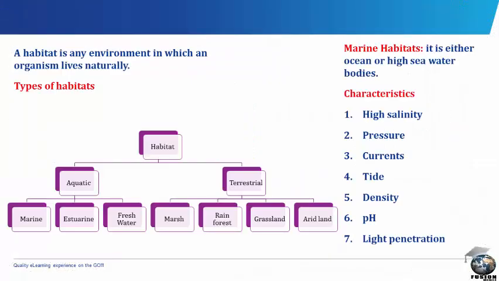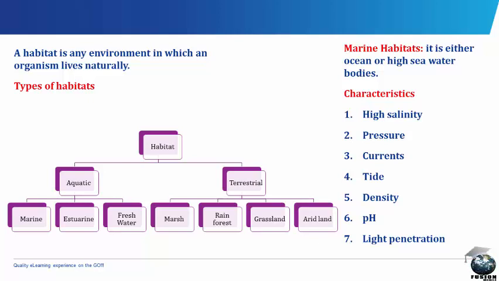Aquatic habitat. A habitat is any environment in which an organism lives naturally. There are two types of habitats, which are the aquatic and the terrestrial habitat. There are also different types of aquatic habitats, which are the marine, the estuarine, and the freshwater habitat. While the types of terrestrial habitat include the marsh, the rainforest, the grassland, and the arid land habitat.